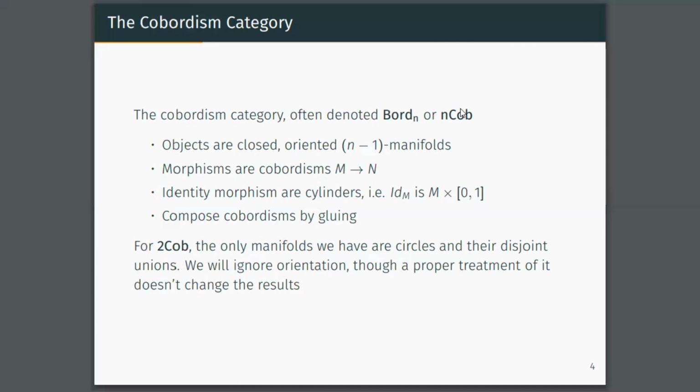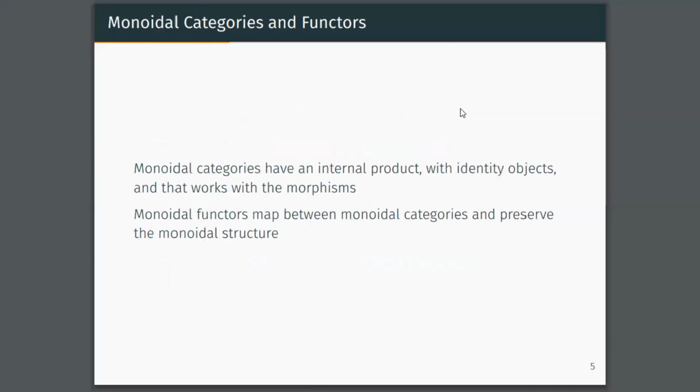And we're going to just ignore all the other details here because the diagrams kind of just work anyways. And so the last bit of background we need is what a monoidal category is. The details don't really matter as much as this is going to be a category with a product. In our cobordism category, our product is disjoint union, so we can put 2 circles next to each other.